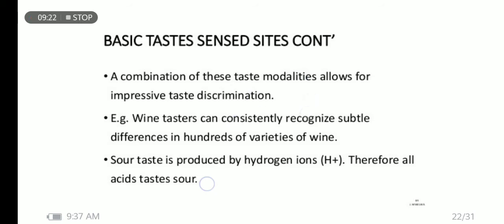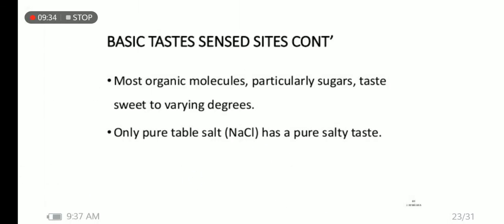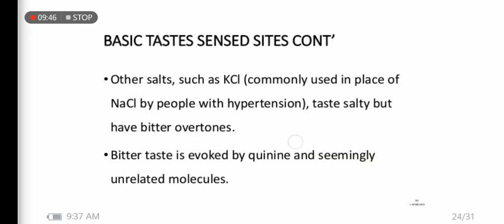Wine tasters can recognize tastes in the variety of hundreds of wines. Sour taste is produced by the hydrogen ion, therefore all acids taste sour. Organic molecules, particularly sugar, taste sweet to varying degrees. Only pure salt, table salt, sodium chloride, has a pure salty taste.